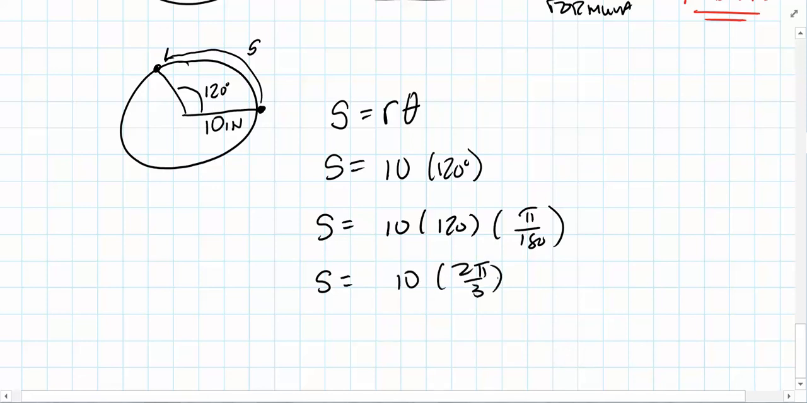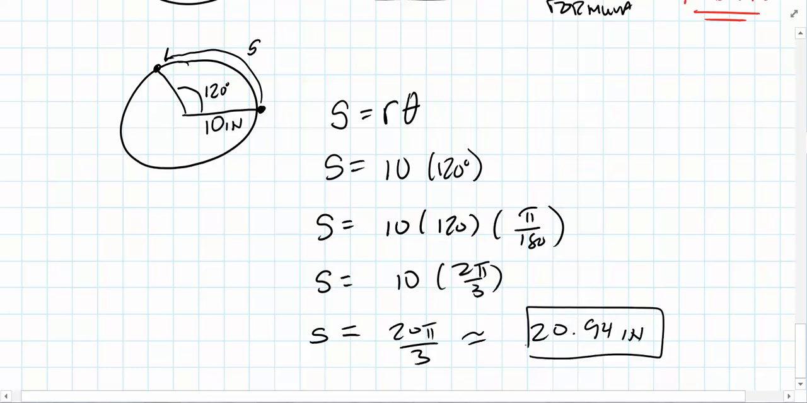Is it possible to convert after you multiply 10 times 120? Yeah, if it's all being multiplied together, that'll work out. So you should get 20 pi over 3, which is approximately 20.94 inches. So now, using radians, we have a way to measure distance on an arc. It's pretty cool, right? This is used when figuring out revolutions per minute of bicycle wheels, of different sized tires, of gears, all kinds of things.